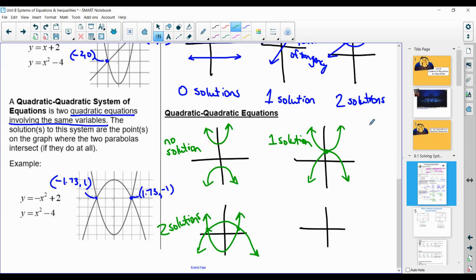And similar to the linear functions, if I have two identical graphs, so if I have one parabola and then another parabola that's the identical equation, if they overlap in every single point, then they would be called infinite solutions.